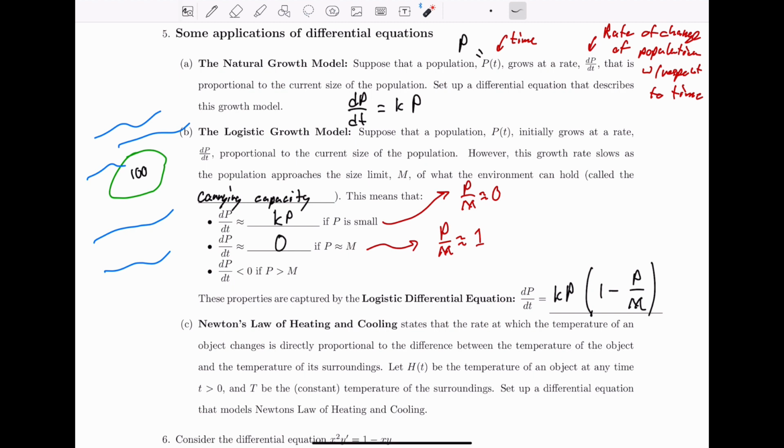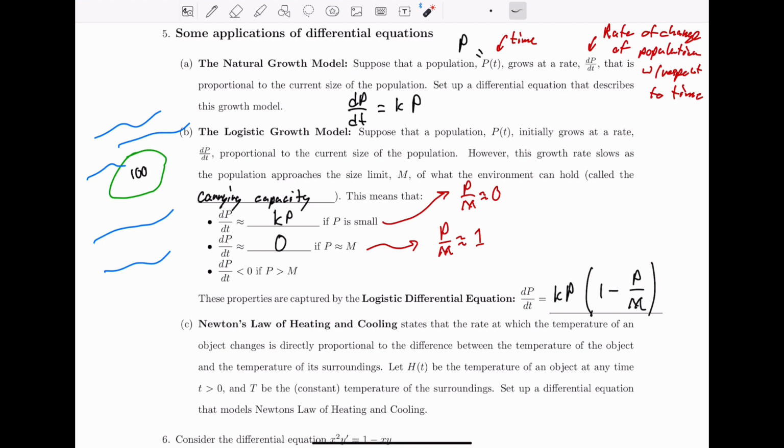Let's switch gears from populations and talk about Newton's law of heating and cooling. Newton's law of heating and cooling states that the rate, and when we see this word rate, we want to think derivative. This is where we get the derivative for the differential equation. The rate at which the temperature of an object changes is directly proportional to the difference between the temperature of the object and the temperature of its surroundings. So we're going to describe this situation using a differential equation.